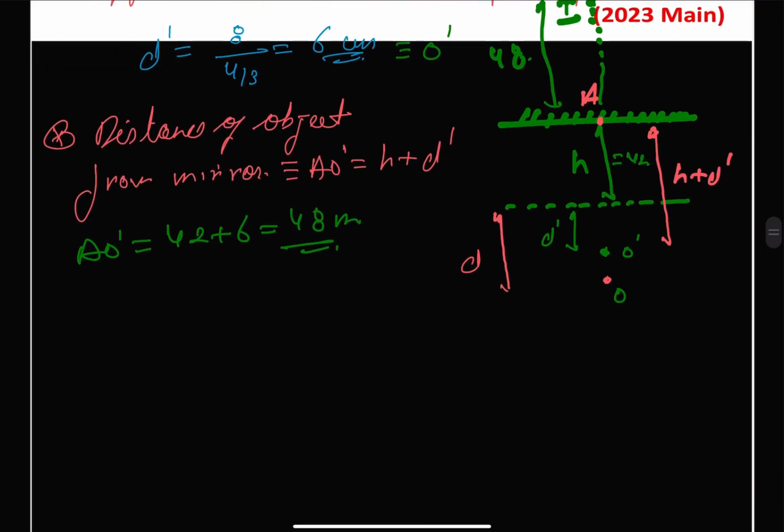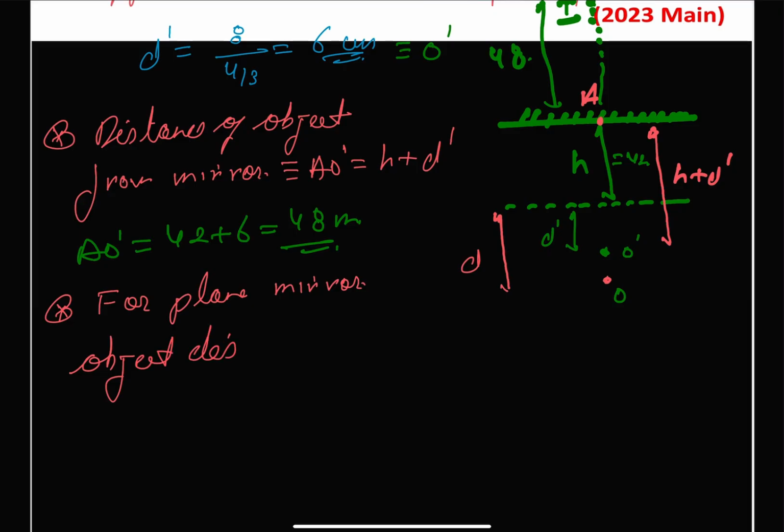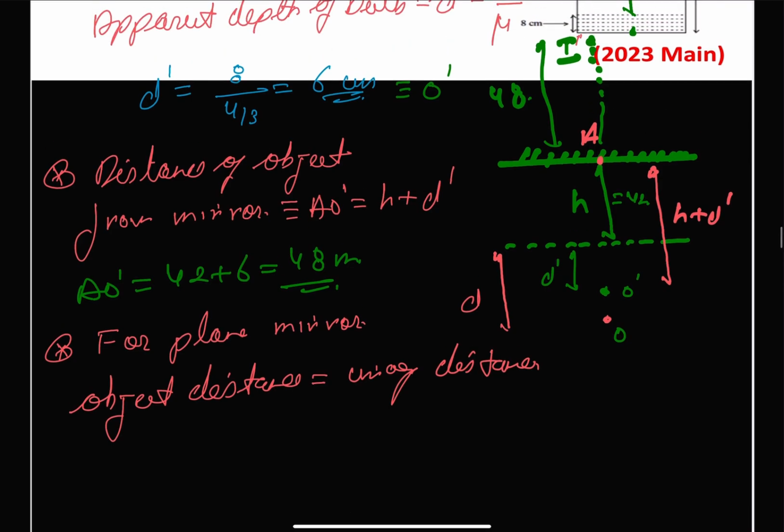Therefore we can say that for a plane mirror, object distance is equal to image distance. So therefore we can write that AO prime will be equal to AI prime, and that is equal to 48 centimeters, not meters, centimeters.